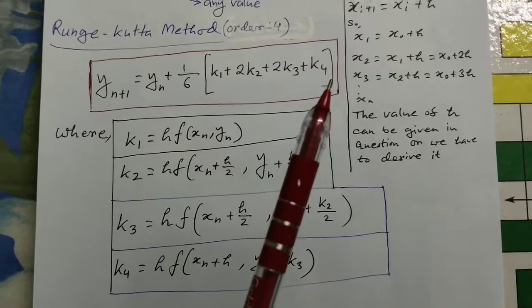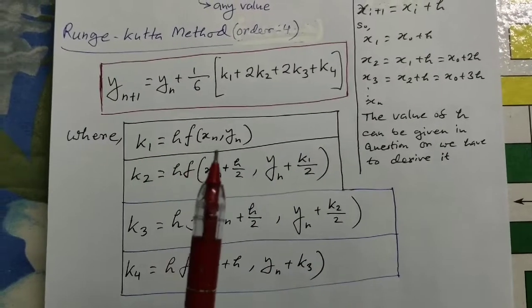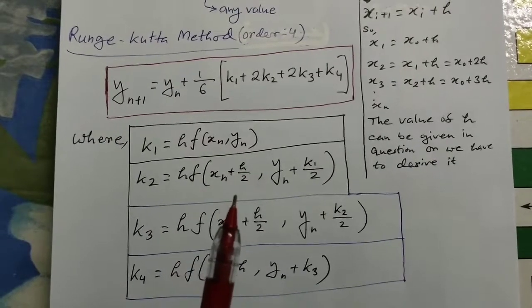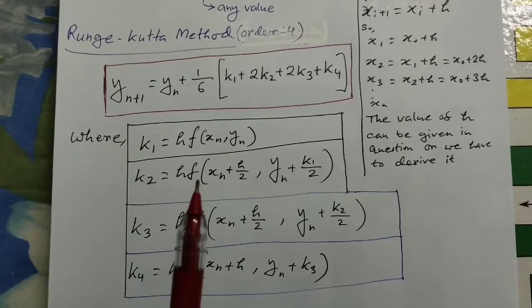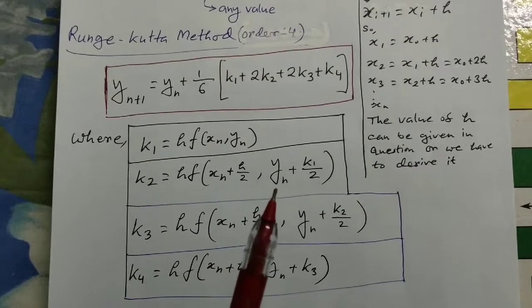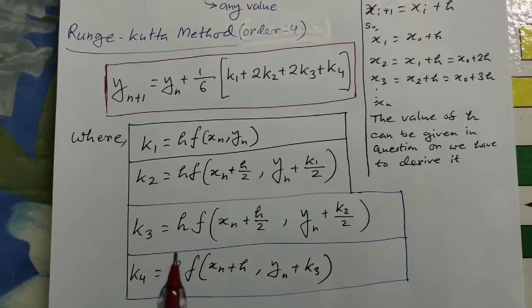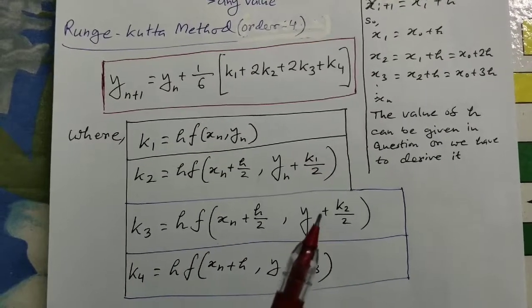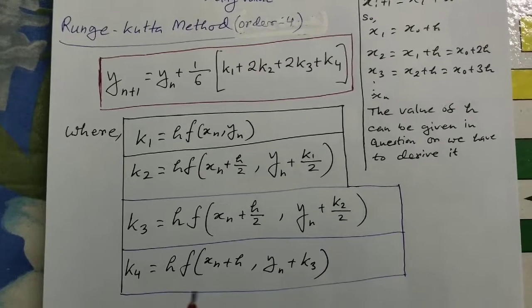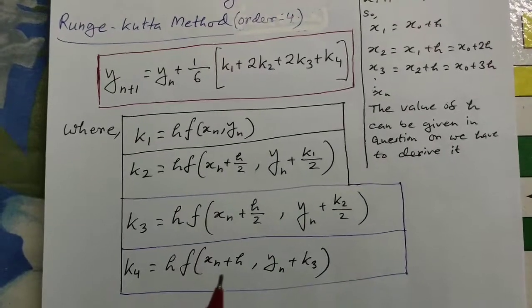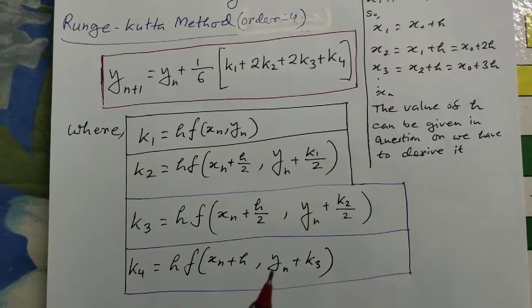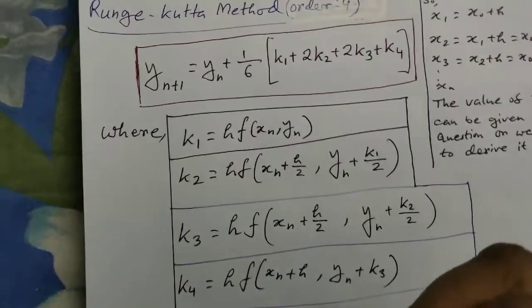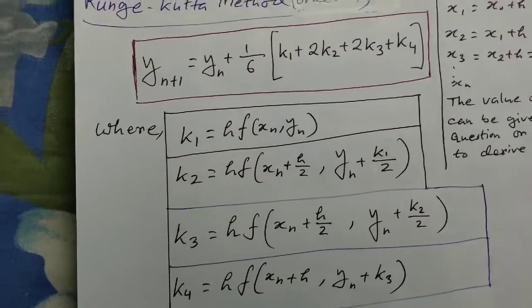where k1 = h f(xn, yn), k2 = h f(xn + h/2, yn + k1/2), k3 = h f(xn + h/2, yn + k2/2), and k4 = h f(xn + h, yn + k3). Here f is the function.